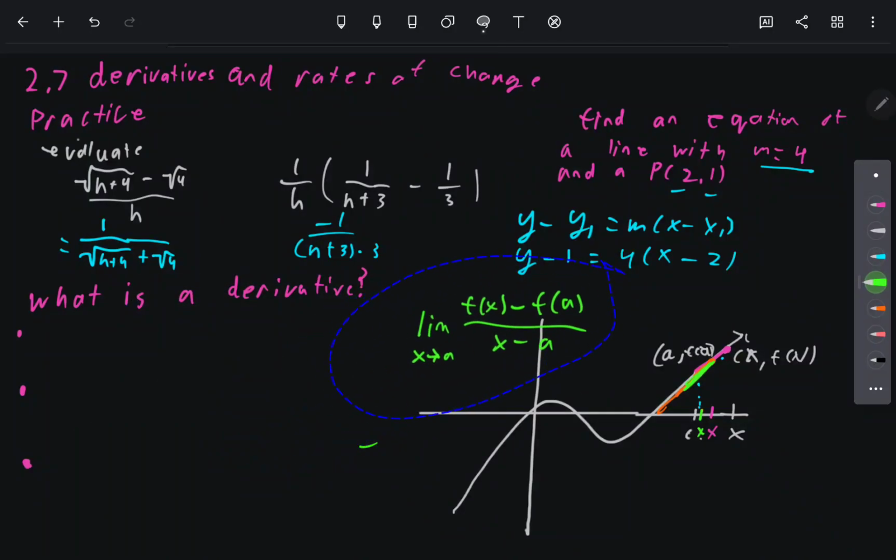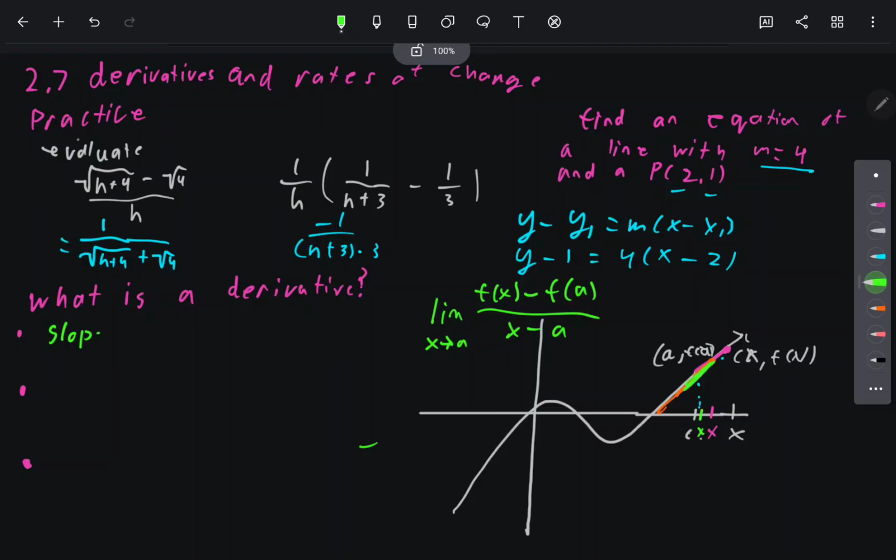I want to move this definition of a limit over here somewhere. That works. Well, the first thing the derivative does is it is the slope of the tangent line. So, slope of the tangent line. Alright, what else does it do? Well, it also represents rates of change.